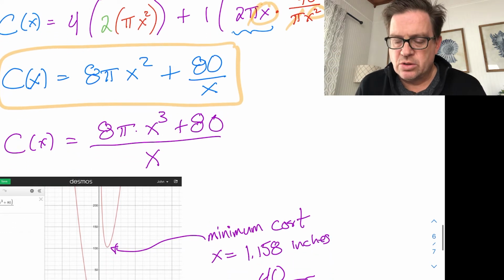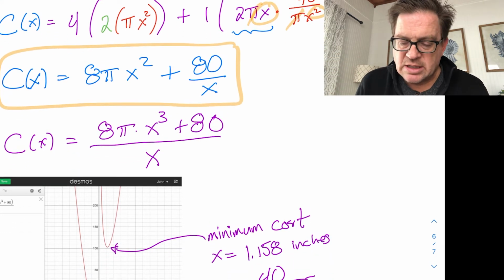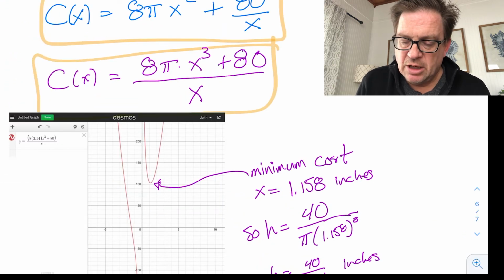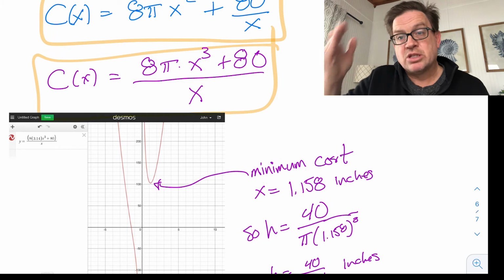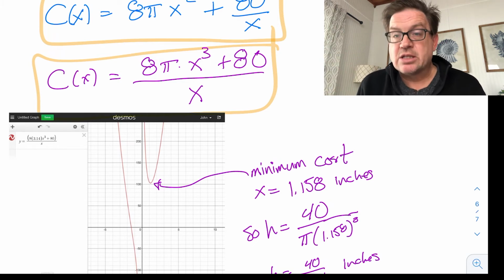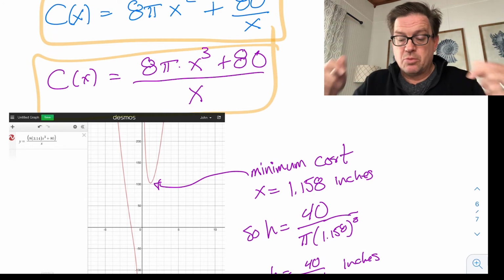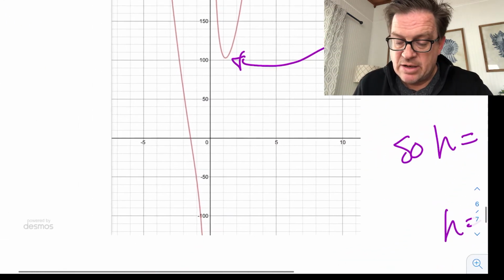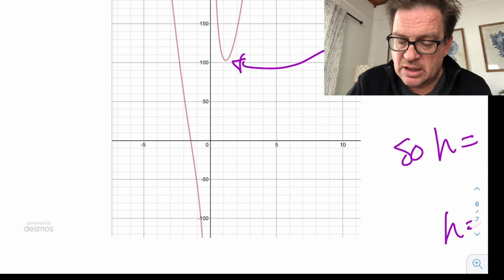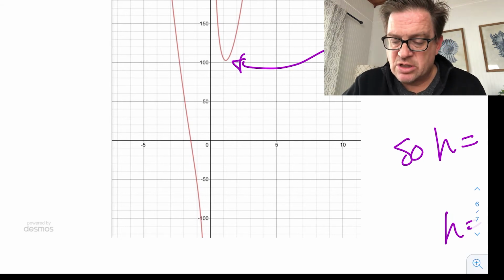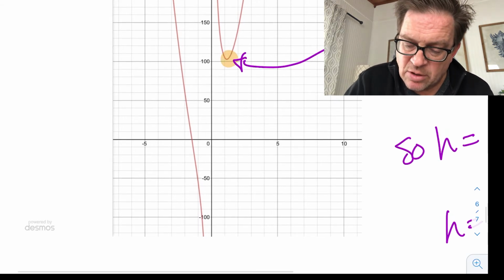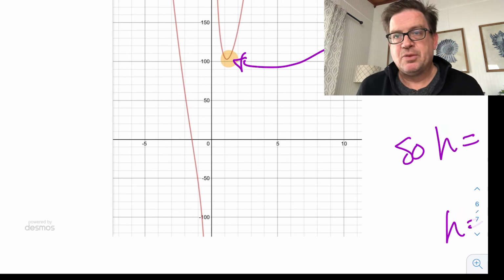So I wanted you to just do that. I simplified it and combined it into a single fraction. We're going to have a vertical asymptote at 0, and otherwise it's going to have end behavior like 8 pi x squared. It'll go up on both sides. I graphed this on Desmos, and it looks something like this. There's a vertical asymptote at 0, and the key point I'm looking for is that one right there.